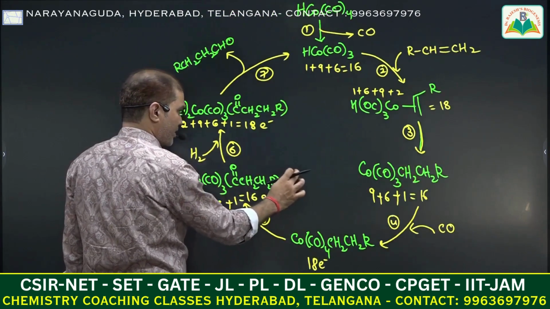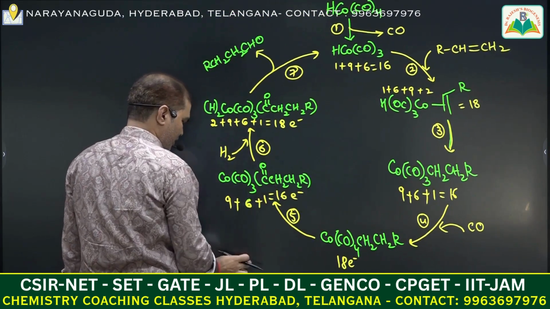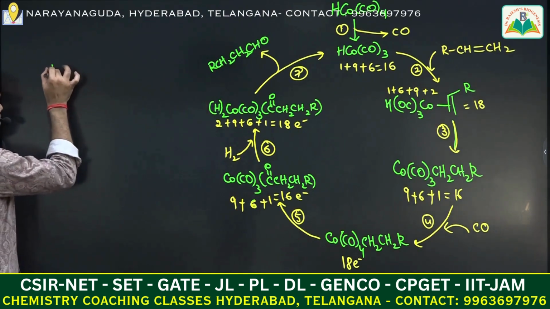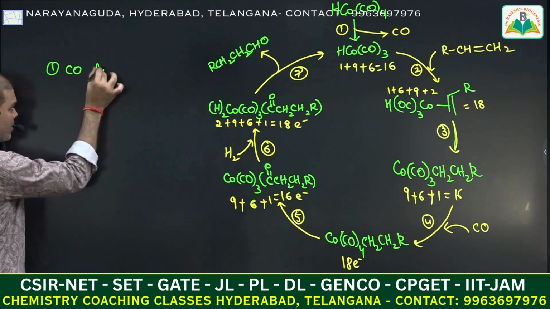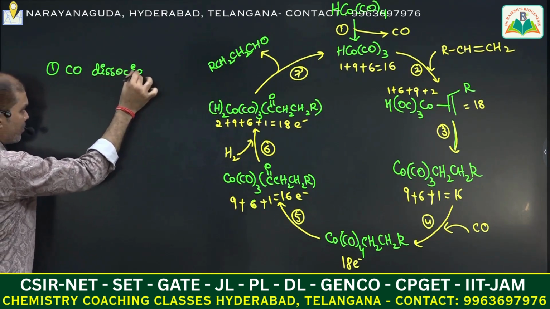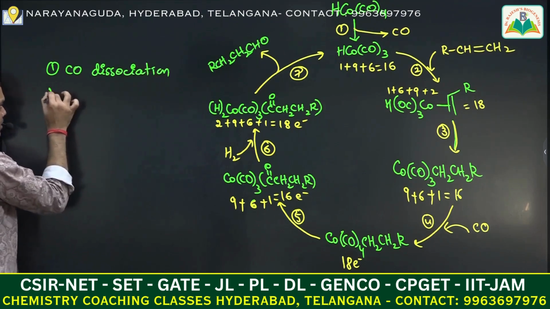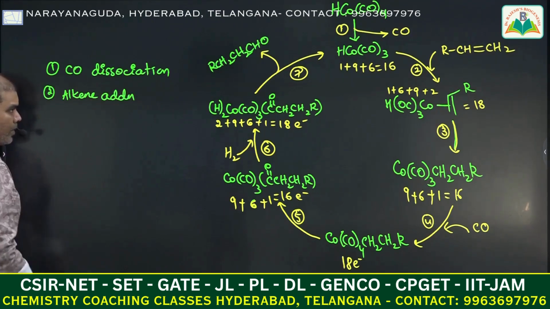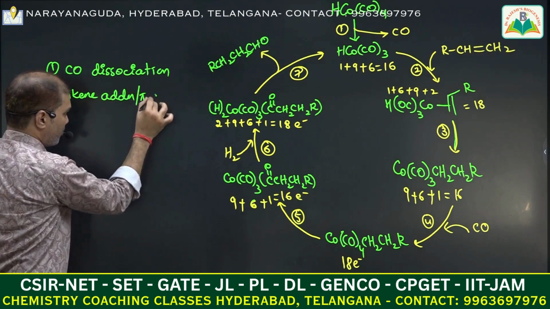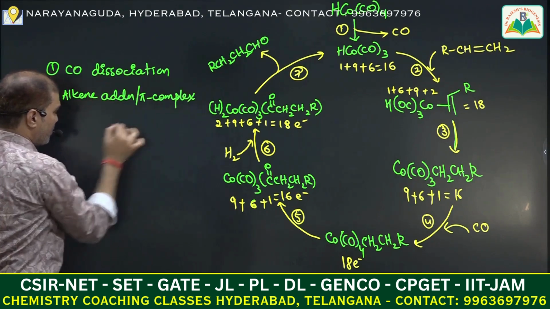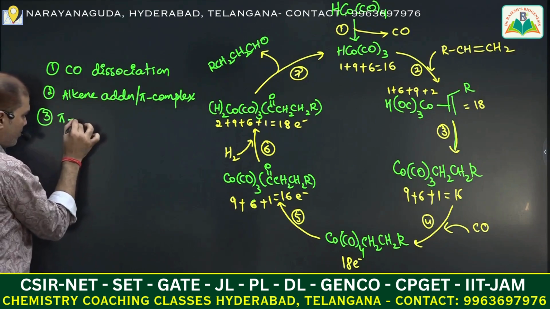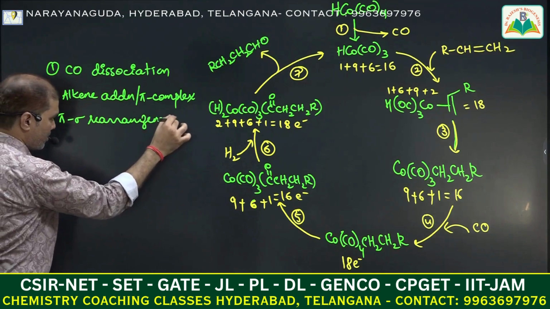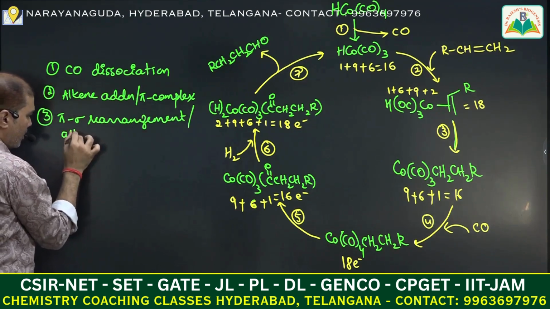And this is one of the best examples where we can show different types of reactions that commonly occur in organometallic chemistry. The first reaction, if I write, is a CO dissociation step. Carbonyl is undergoing a dissociation. The second step is alkene addition and a pi complex formation. The third step is pi to sigma rearrangement, or we also call it alkene insertion.